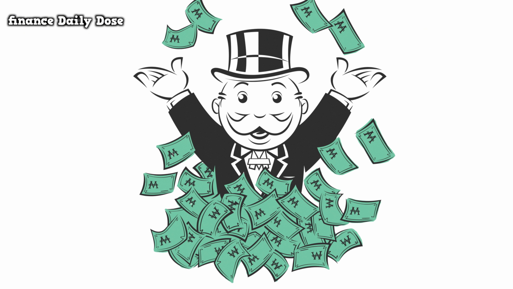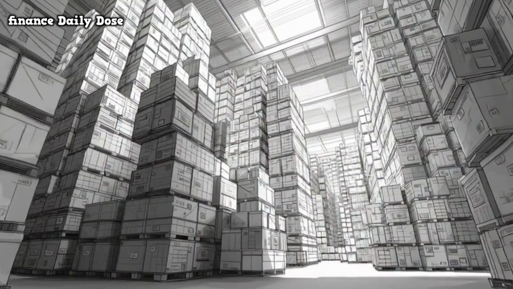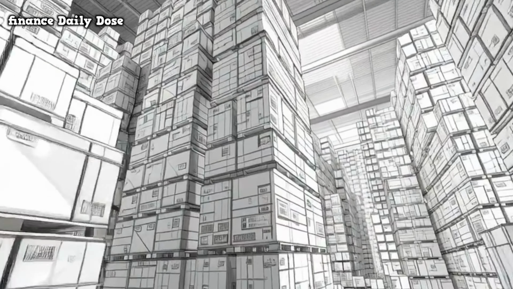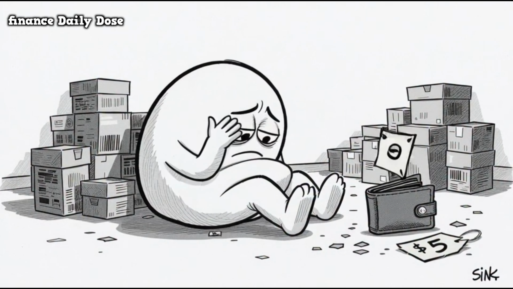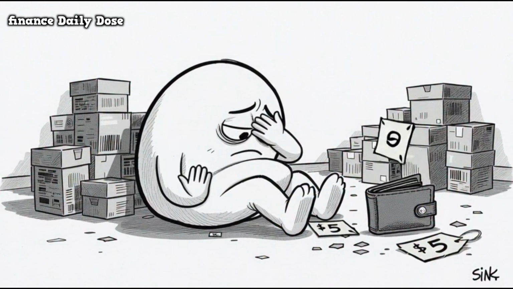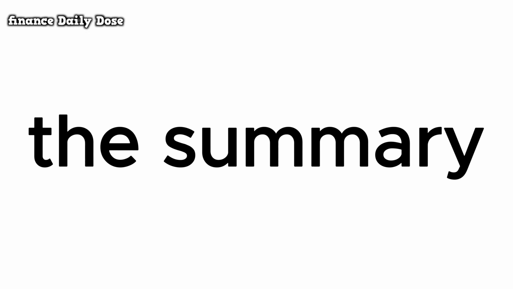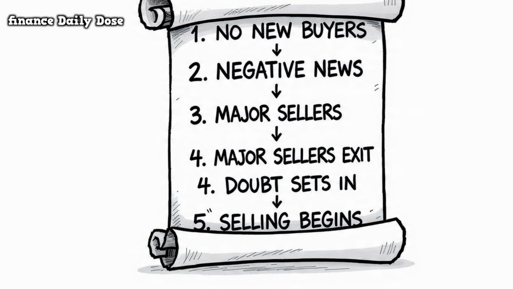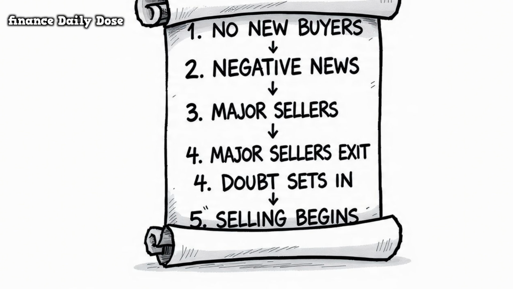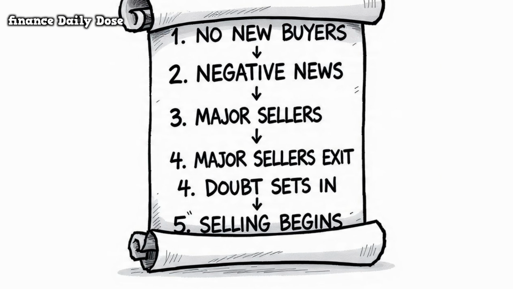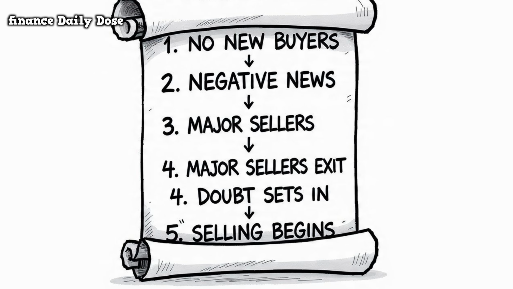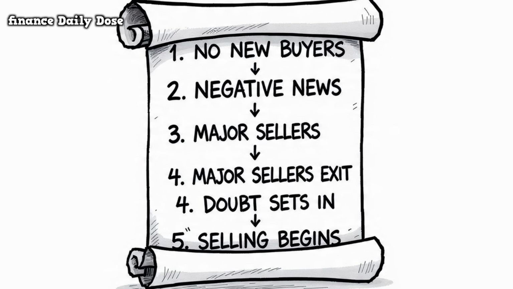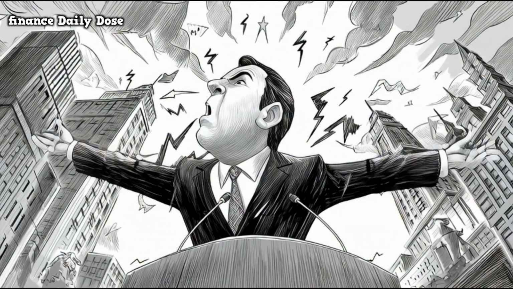The people who made money and became rich are those who bought large quantities of the product and sold it before the bubble burst. After the bubble burst, everyone who did not sell suffered heavy losses. The summary of a bubble burst is no new buyers entering the market, negative news, high interest rates, major investors starting to sell, margin calls, then doubt sets in. Doubt leads to selling, selling leads to a drop in price, the decline generates panic.